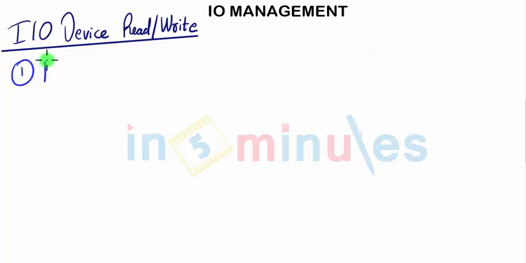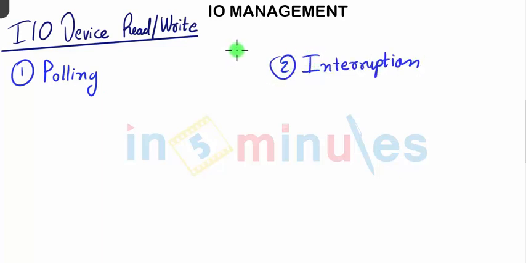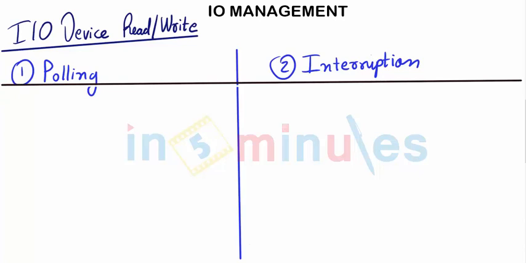We were talking about two major techniques which we generally use. The first one is called polling, and the second one is called interruption. Each technique has its own advantages and its own limitations. If we talk about the first technique, polling, this is the simplest technique.